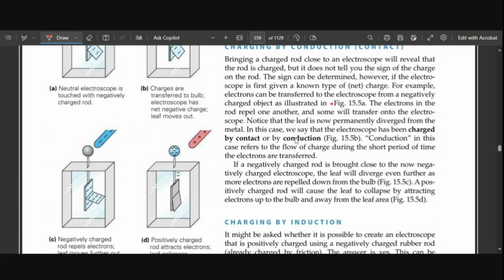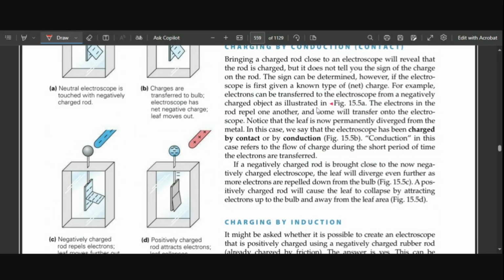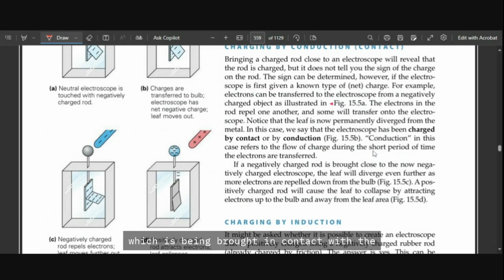So in that case, when they physically touch each other, some charge, or you can say half of the charge which the body possessed initially, will transfer to the other object which is being brought in contact with it. So conduction in this case refers to the flow of charge during the short period of time in which the electrons are transferred. That is something you can remember.